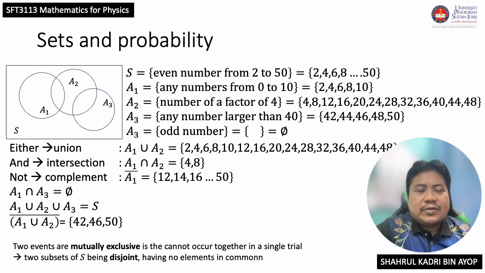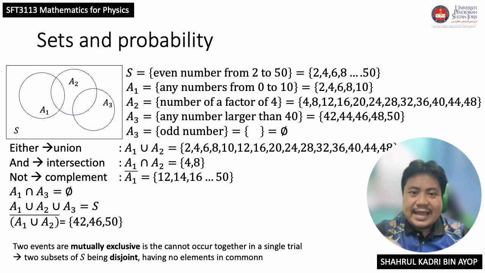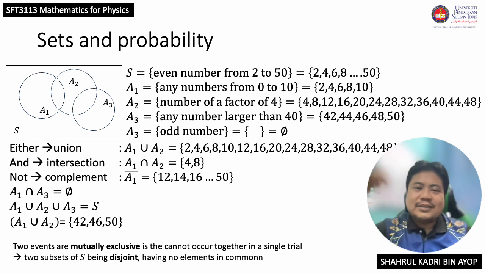All right, so you can have, for example, here the sample space of even numbers from 2 to 50. That means the elements of this example are 2, 4, 6, 8 up to 50. So these are the elements inside this sample space. Okay, let us define an event. The first event is any number from 0 to 10. That means you have 2, 4, 6, 8, 10 as elements.